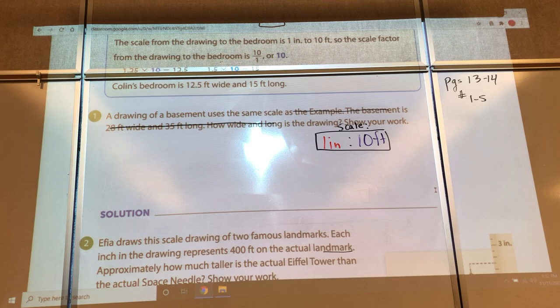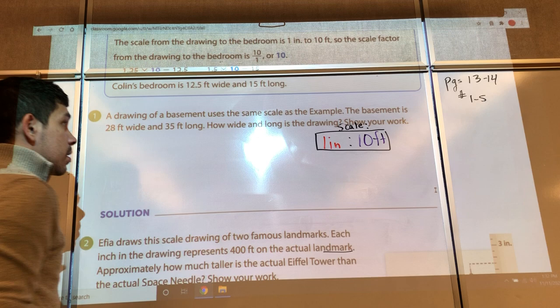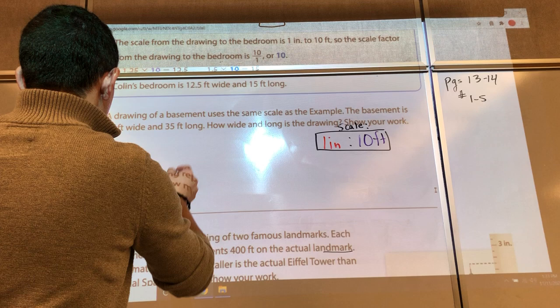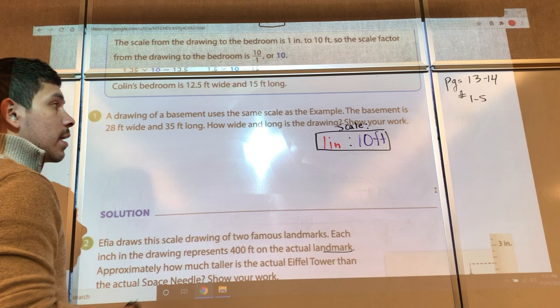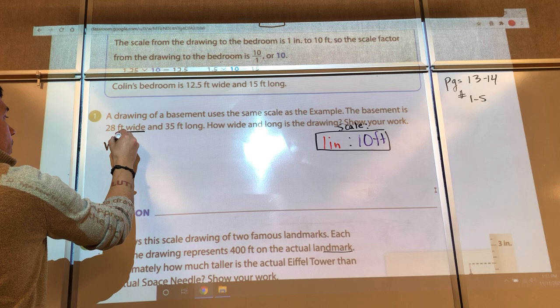Okay, so let me come around and erase this. Let's talk about this. So the scale we know is gonna be 1 inch to 10 feet. It says that the basement is 28 feet wide and 35 feet long. How wide and long is the drawing? Okay, let's go ahead and focus on the width first.